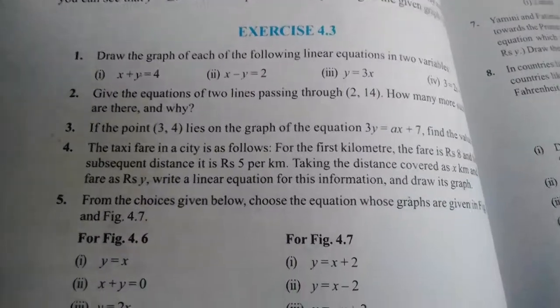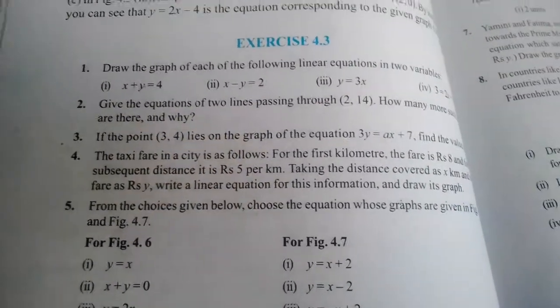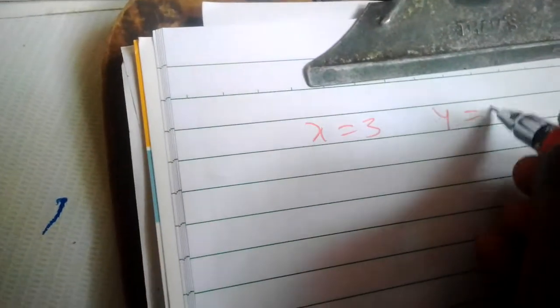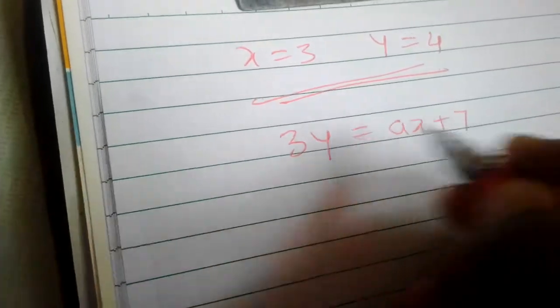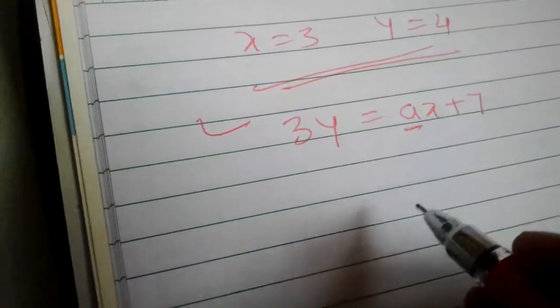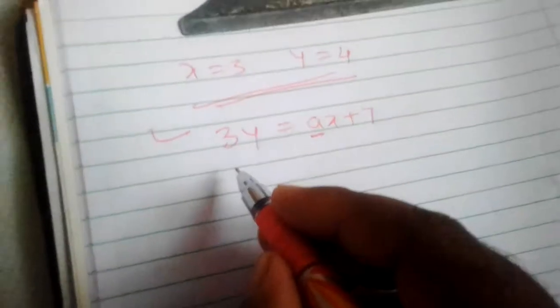Next question is the third one. If the point (3, 4) lies on the graph of the equation 3y equal to ax plus 7, find the value of a. They already gave x equal to 3, y equal to 4. They already told us this point lies on this equation. Now they asked to find the unknown value of a. So put the x value and y value in the given equation, and then you can easily find the unknown value.